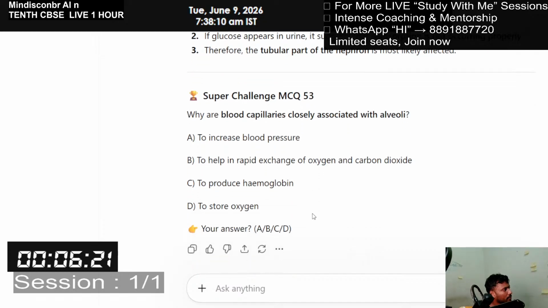Why are blood capillaries closely associated with the alveoli? They help in rapid exchange of oxygen and carbon dioxide.